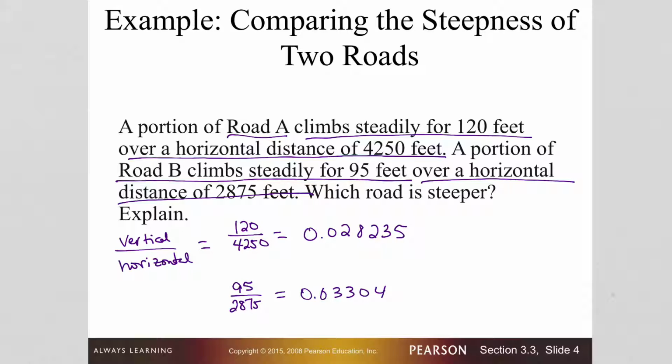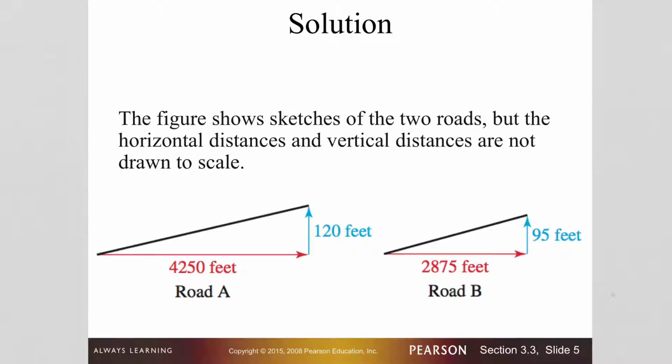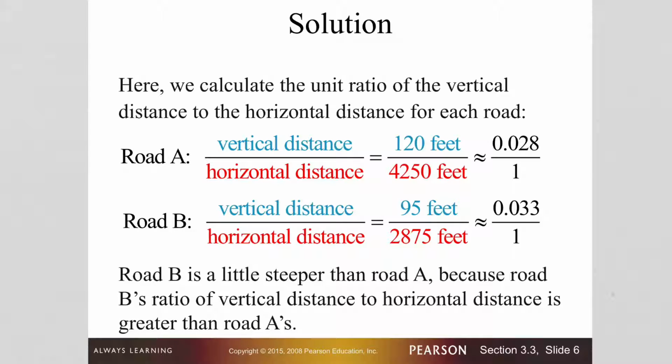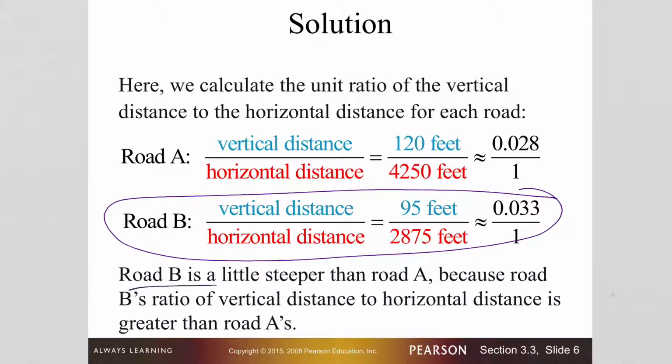Okay, so now I compare. That is the same as that. That is the same as that. Oh, look at that. This one is actually bigger, so this one is my steeper road, road B. Okay, so if you take a look at this page, you'll see that they rounded their decimals to a different spot, but nonetheless, they also came up with road B being the steeper road. It's not much steeper, but it is steeper.